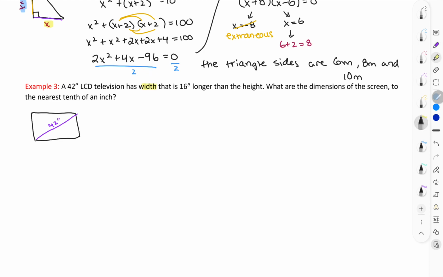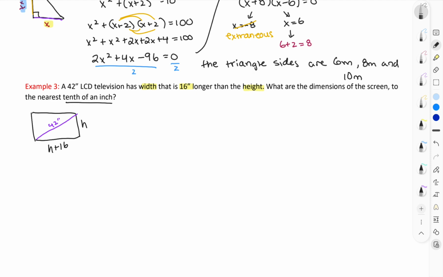Now I'm saying I have a width that is 16 inches longer than the height. So if this is my height, this is my height plus 16 more to give me my width. What are the dimensions of the screen to the nearest 1/10 of an inch? That's a sign that our answer probably won't be a whole number. So factoring might not be ideal, but we'll see once we start to look at our quadratic.